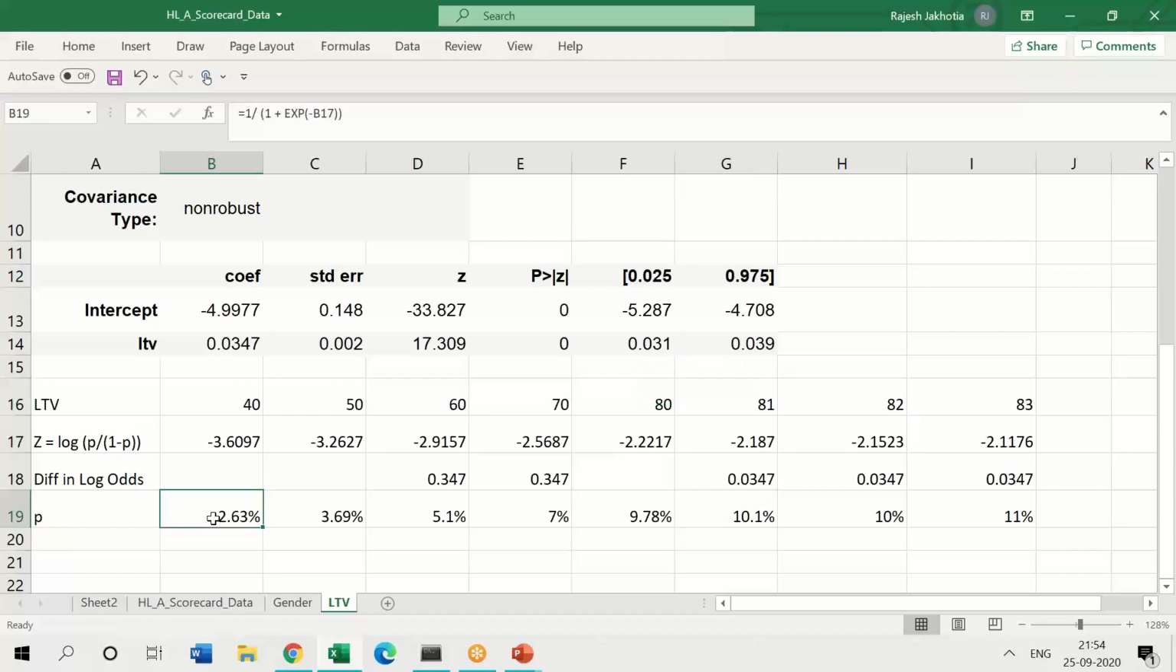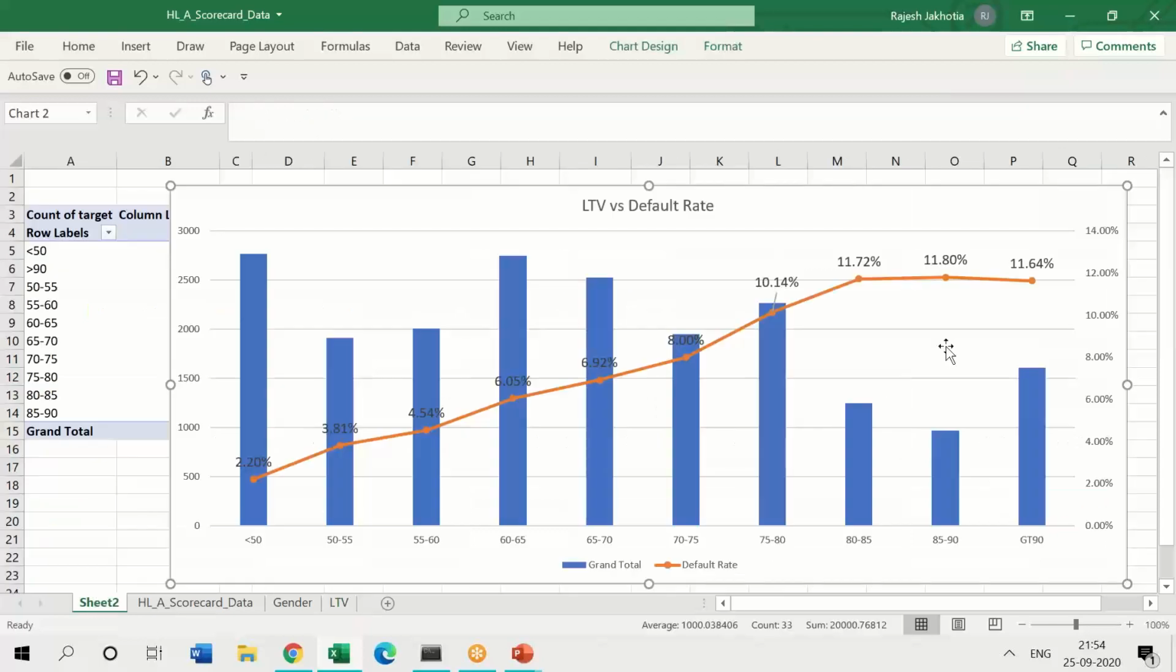Okay. So if it is 40, I have 2.63 default, 50, 3.69, 60, 5.1. It is clearly showing that this is increasing. Okay, 80, 81, 82, and let's put one more, 90. Now the point is, at 90, I'm saying 13%. But the trend is saying at 90, after 80, the trend is flat. The trend is flat.